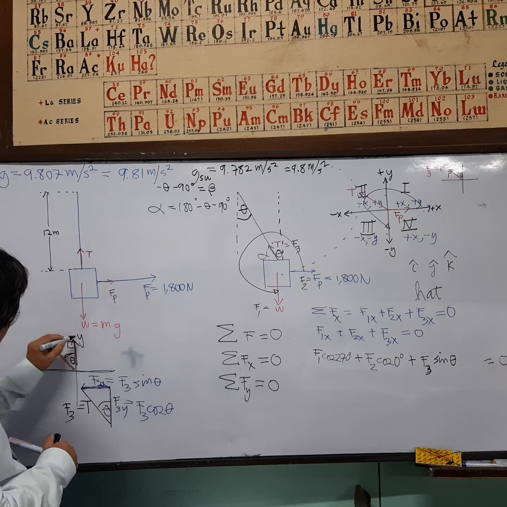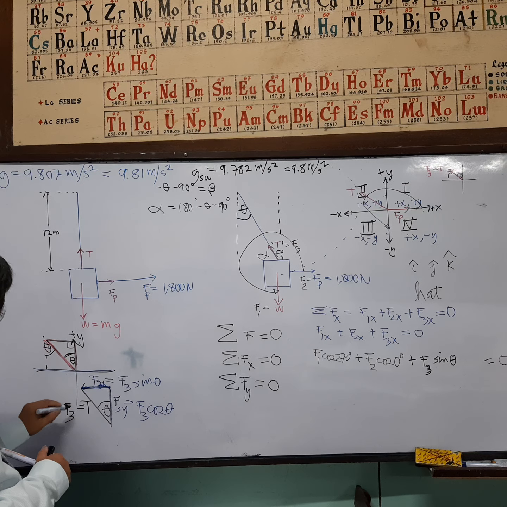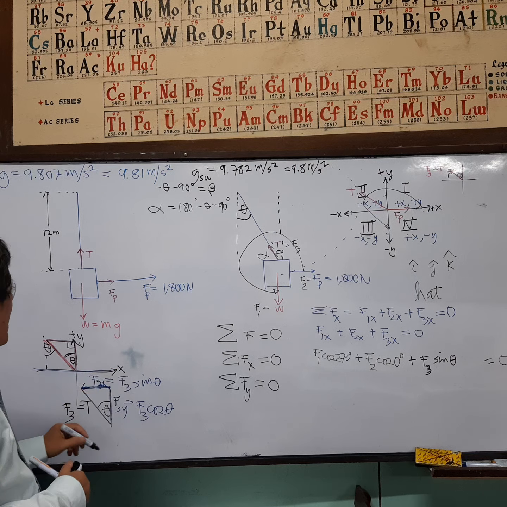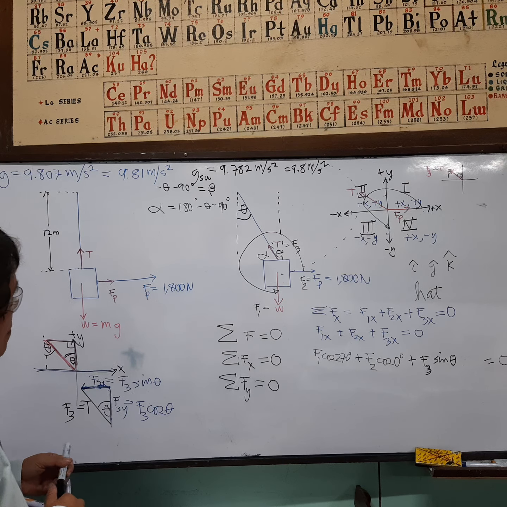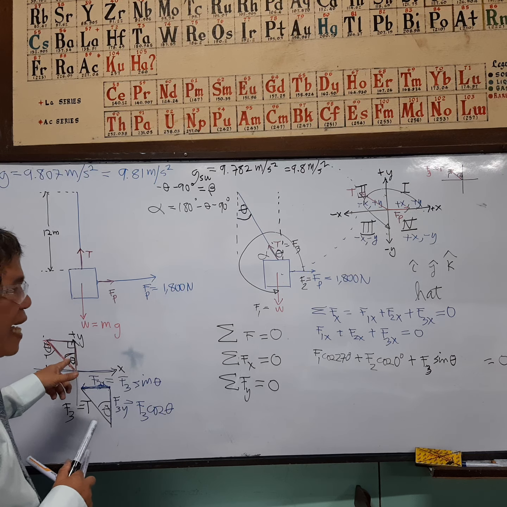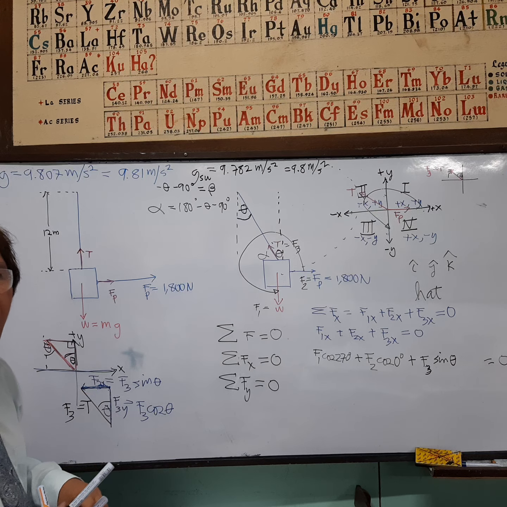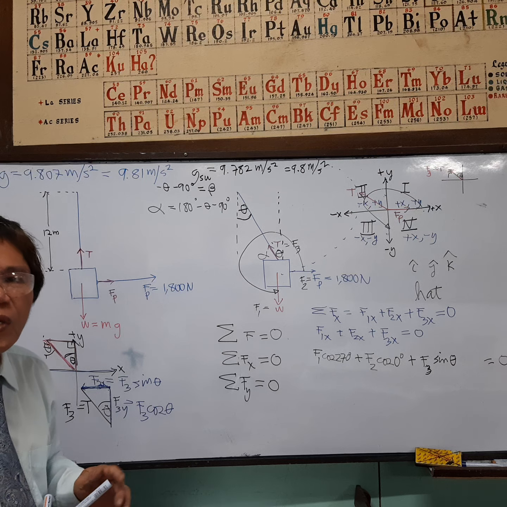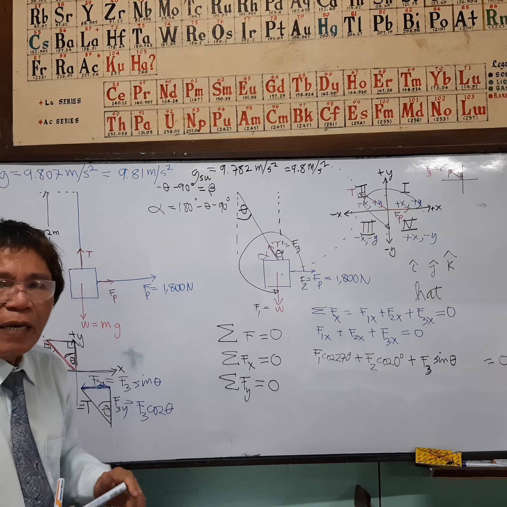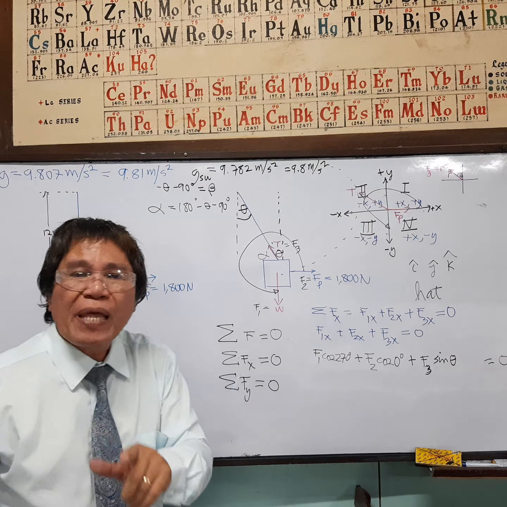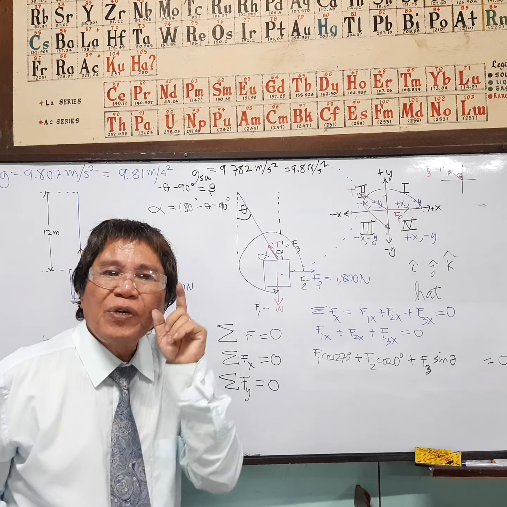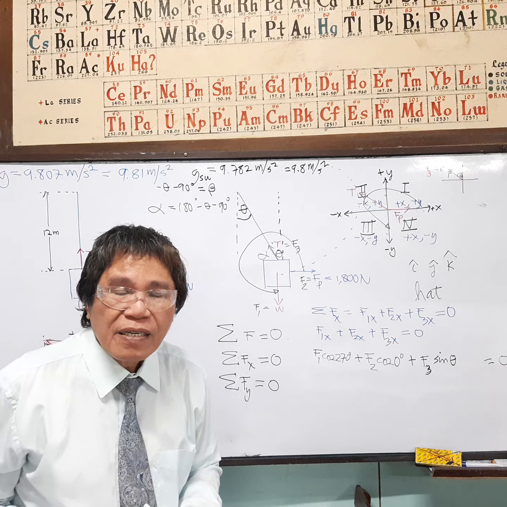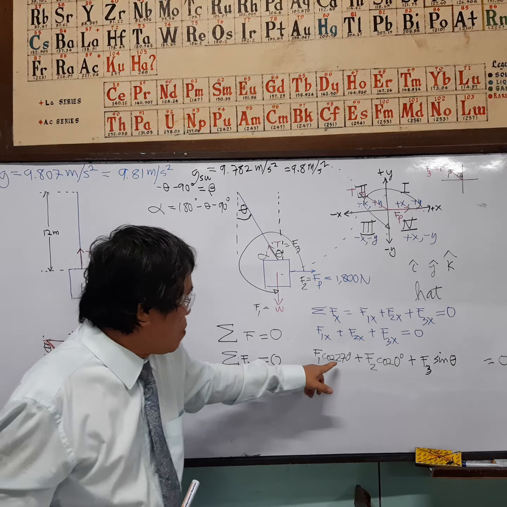This is the positive y-axis. Below is the negative y. This is the positive x-axis. For theta we use sine because the angle is measured from the positive y-axis. If the angle is measured from the x-axis, we use cosine.